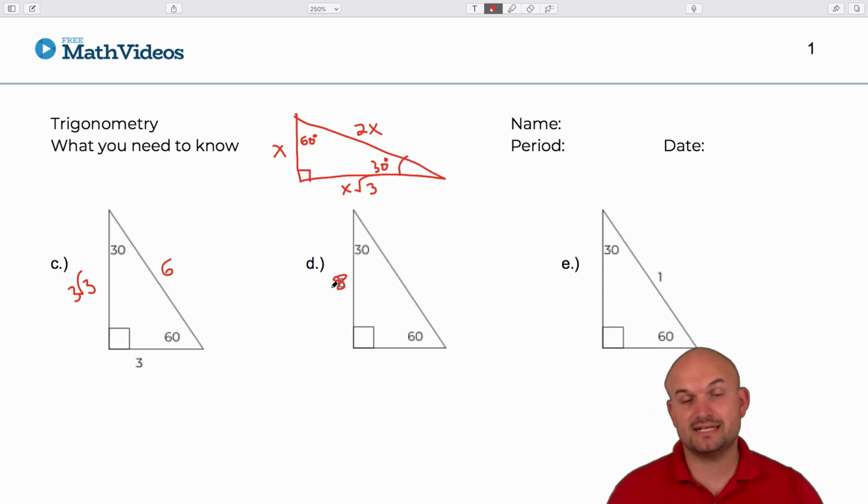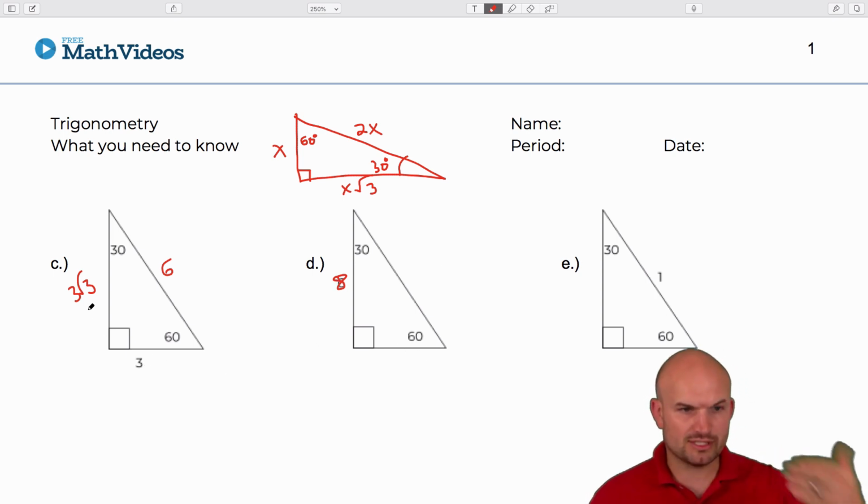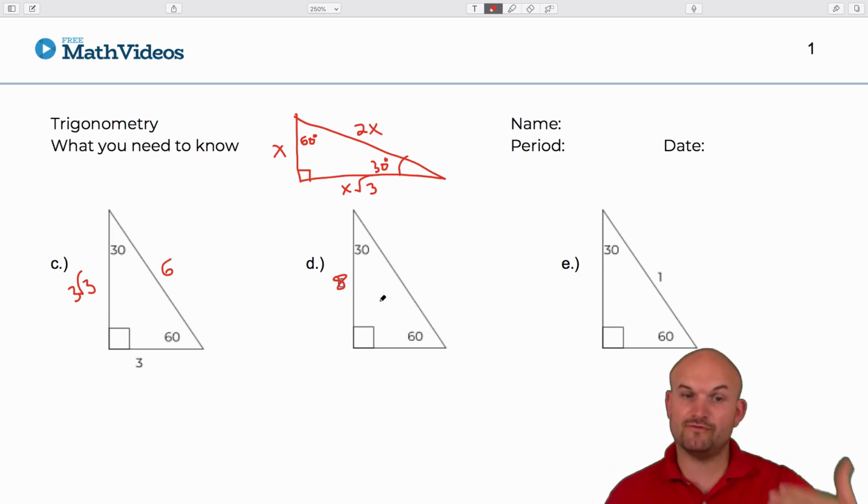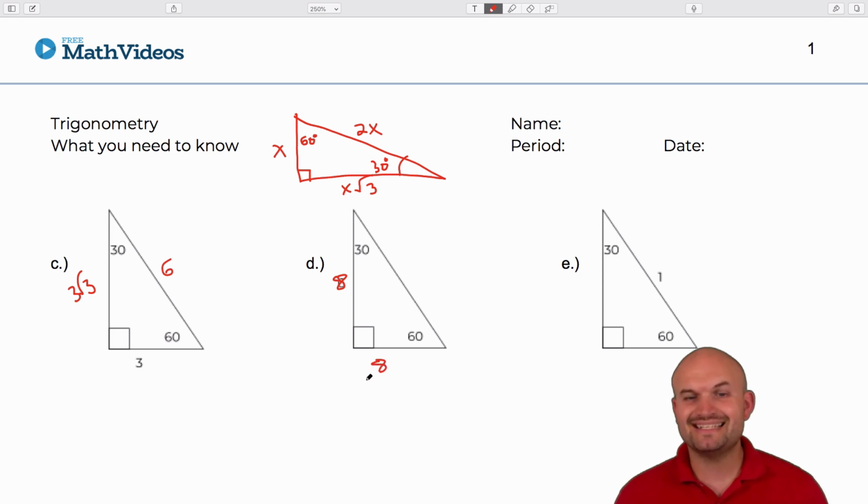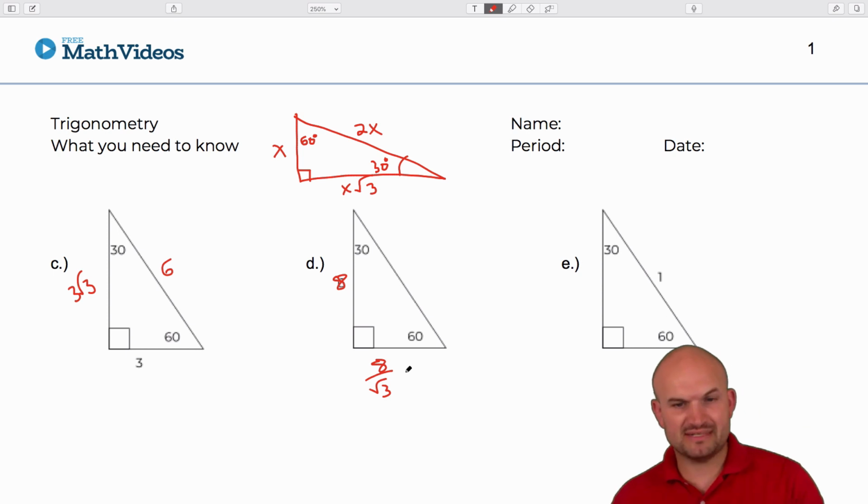So now on to the next one, where I have a side length of 8, the long side. To go to my short side, now remember, to go from short to long, we multiply by the square root of 3. So to go from long to short, we're now going to need to divide by the square root of 3. And again, if I want to find the missing sides, let's just put this in simplified form. So let's rationalize the denominator here. So that'd be 8 square root of 3 over 3.